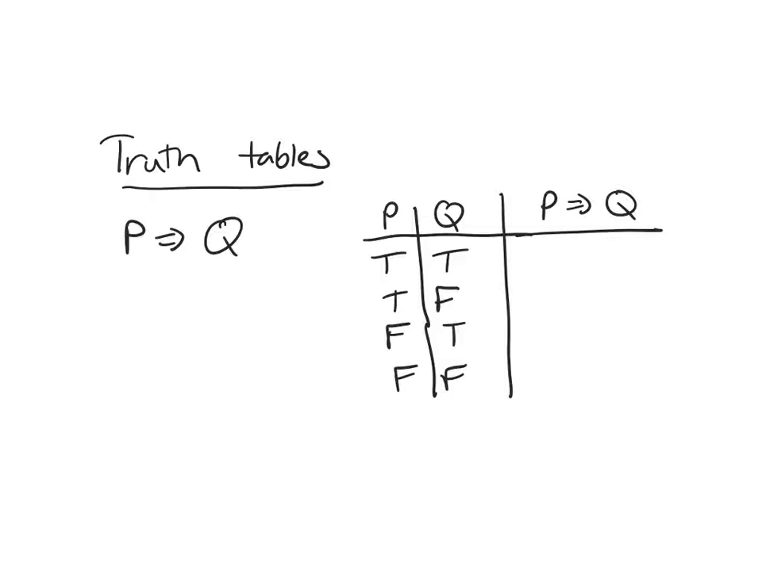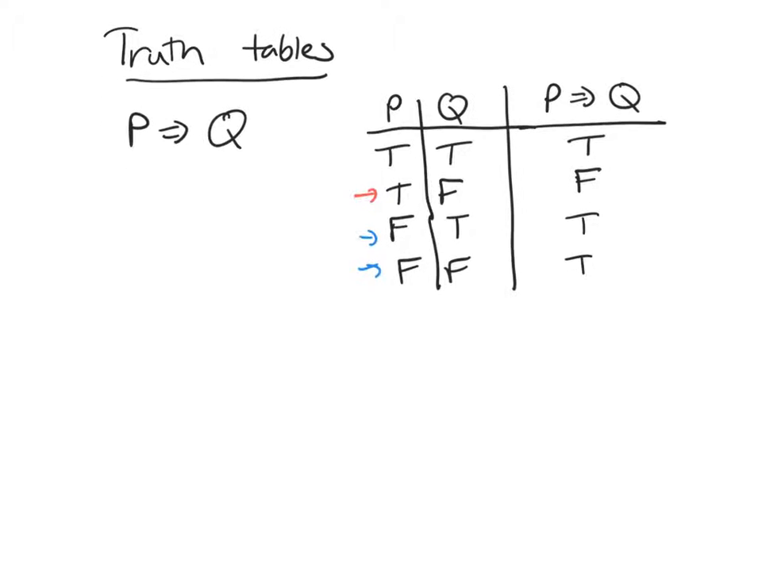Here in the first row, they're both true, so the conditional statement is true. But in this second row, the hypothesis is true and the conclusion is false, so that would be false. And in these last 2 rows, the hypothesis is false, so the conditional statement is going to be true. So that's the truth table for if P then Q, the conditional statement.